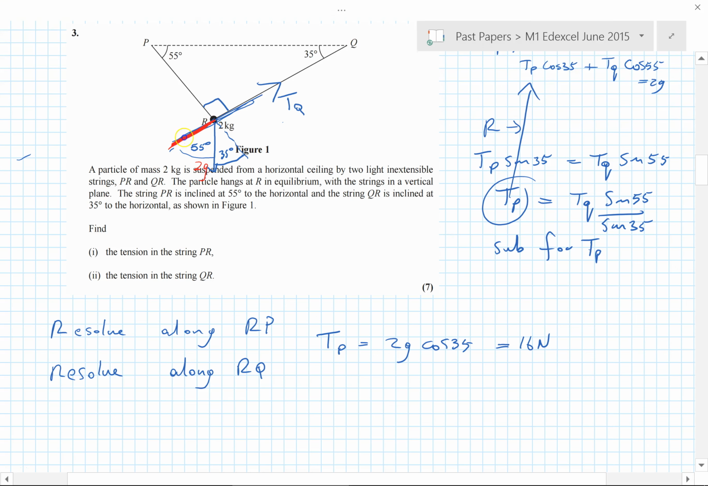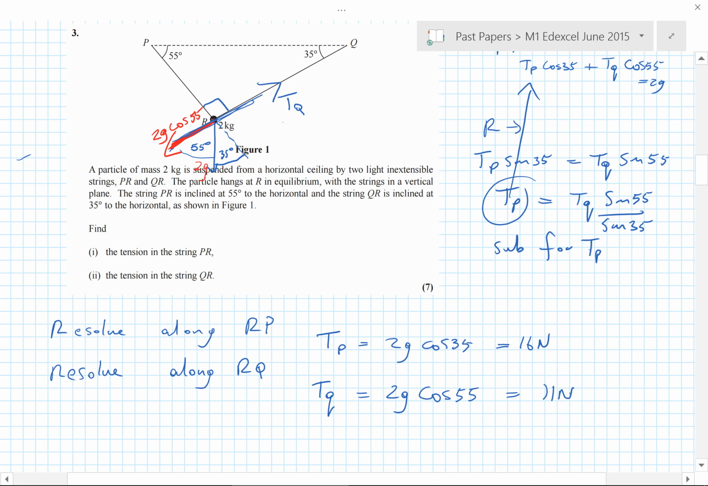Because I've marked two angles, I don't normally do that when we do resolving, but we might as well use cos for both of them. So this component here is 2G cos 55. So that's TQ is equal to 2G cos 55, and that will give me the answer to two significant figures, 11 newtons.